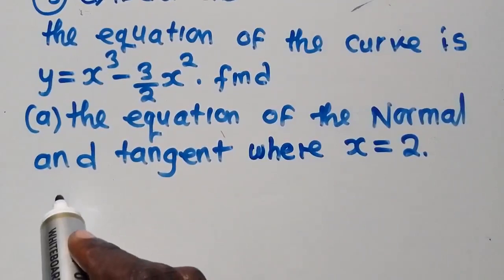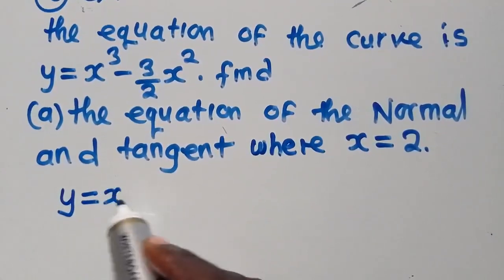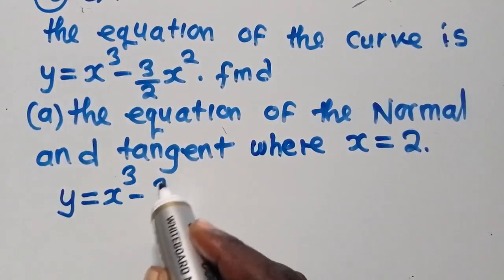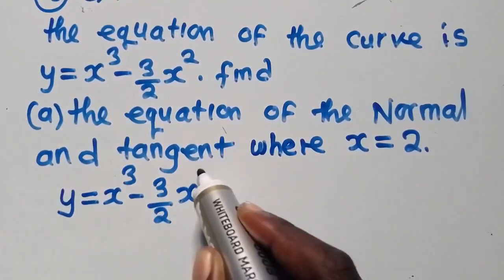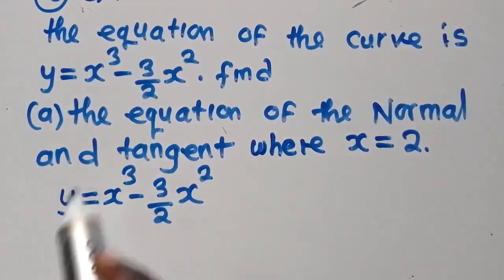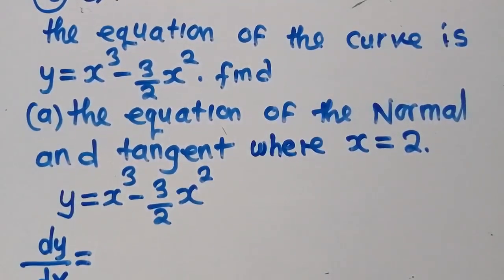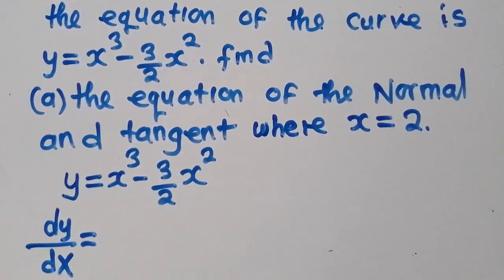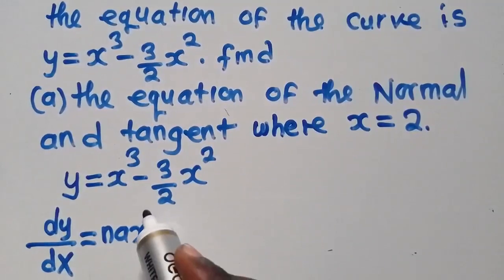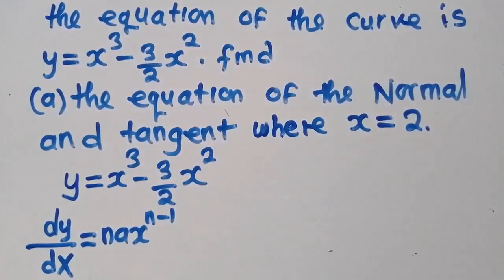You get the equation which is given: y is equal to x cubed minus 3 over 2 x squared, like this. What do you do? The first thing is to differentiate. You say dy/dx is equal to, you are going to differentiate. So let's differentiate. How do we differentiate? We use the formula n a x to the power n minus 1. This is the formula that we use whenever we want to differentiate.